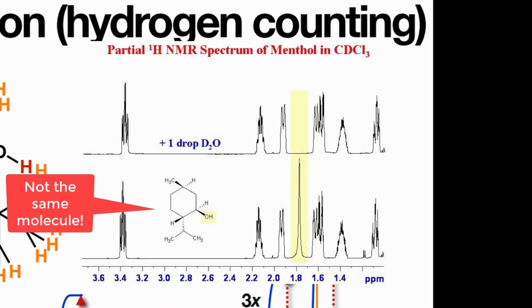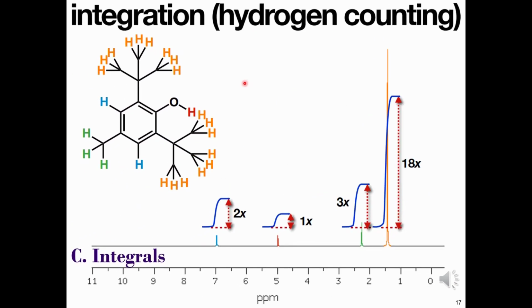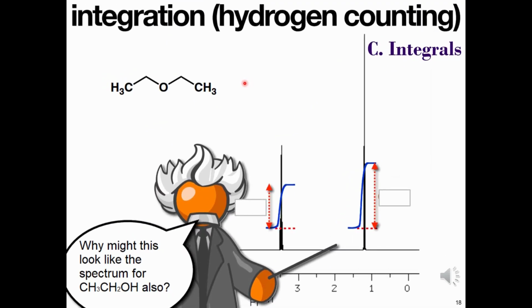If you said run the NMR with and without deuterated water, that's D2O, then well done. Here's one last example that shows how integrals can help us with a structural elucidation. On this final slide, I'd like you to consider the question here. Why might this look like the spectrum for ethanol as well? This is in fact the spectrum for diethyl ether.